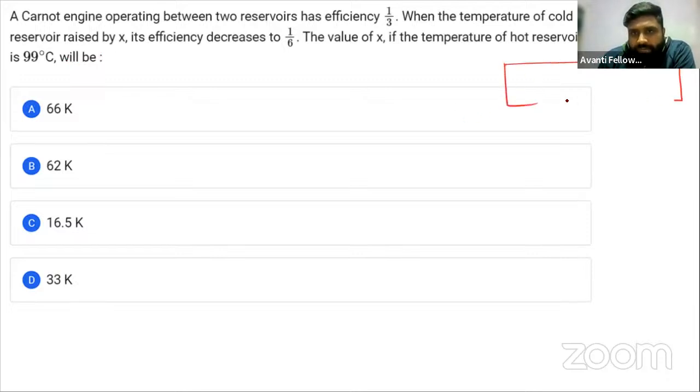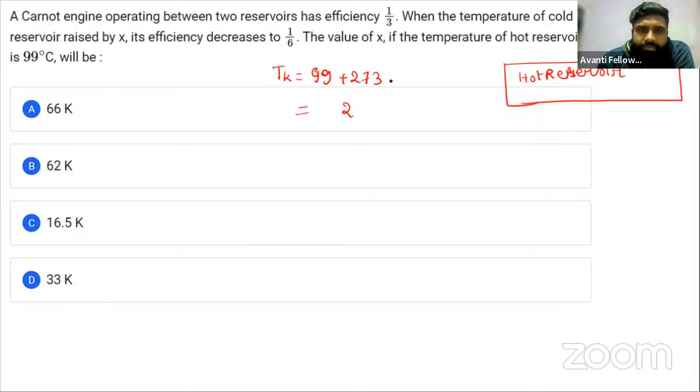Now we will consider a hot reservoir. This is the hot reservoir at 99 degrees Celsius. So T in Kelvin will be 99 plus 273. 9 plus 3 is 12, 9 plus 7 is 16 plus 1 is 17, 2 plus 1 is 3. It is 372 Kelvin.